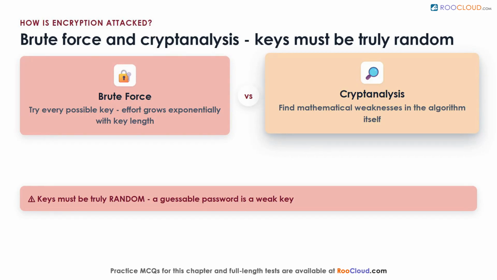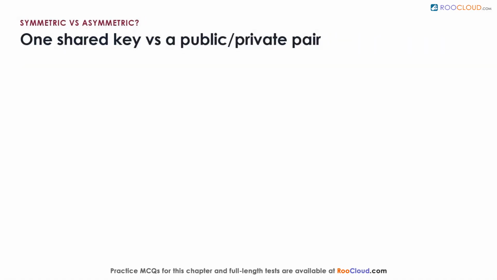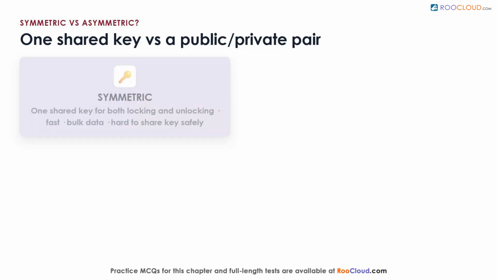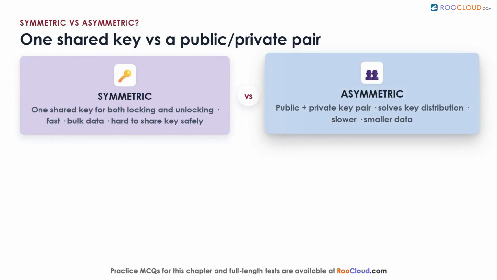Now the big divide. What's the difference between symmetric and asymmetric encryption? Symmetric uses one shared secret key for both locking and unlocking. It's fast and efficient, ideal for bulk data. But the key must be shared securely, which is the hard part. Asymmetric uses 2 keys that work as a pair. One is public, one is private. You encrypt with the public key and decrypt with the private one. That solves the key distribution problem, because the public key can be shared openly. The trade-off is that asymmetric is slower and more complex.